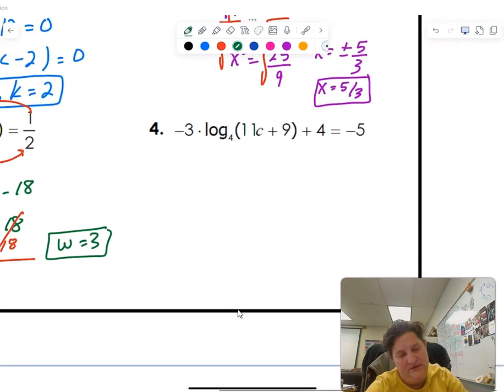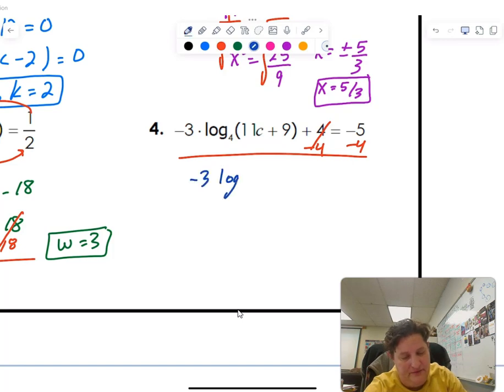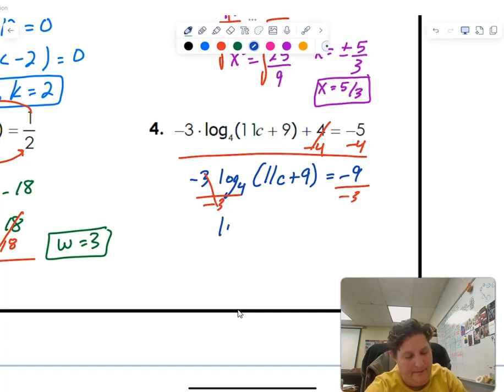All right, last but not least, now let's get the log by itself before we start. So the easiest thing is going to be subtract 4. So it says -3 log 4 11c plus 9 equals -9. And then divide by -3. So it's log 4 of 11c plus 9 equals 3.